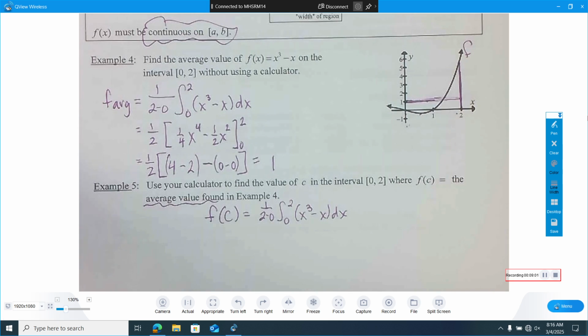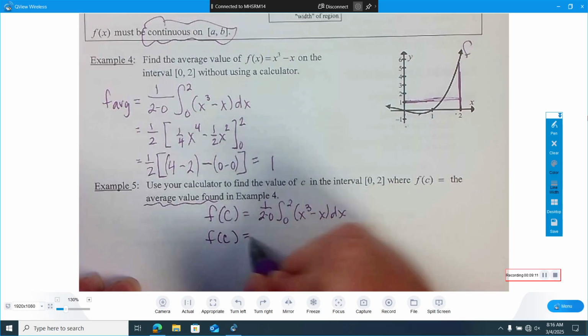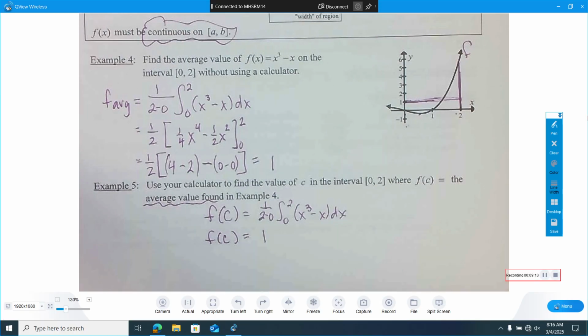So they're asking you to figure out two things. One is this side. We already did that. So we know that the average value is 1. So we could figure all that out, maybe, if we hadn't already done that. So we already know that that equals 1. And we want to do this. So what does this mean?